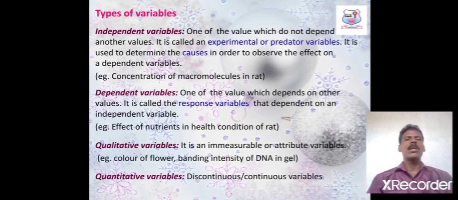Come to see the third variable, the qualitative variable. With qualitative variables, we are unable to measure the data. So that is nothing but an attribute variable, or immeasurable variable. For example, the color of a flower, banding, intensity of DNA in a gel.